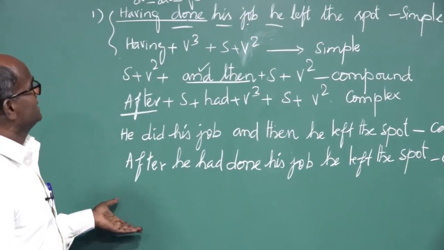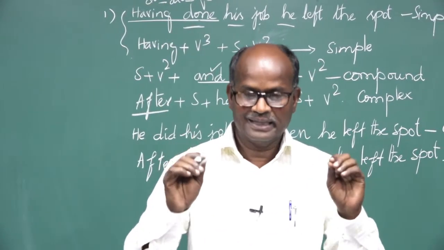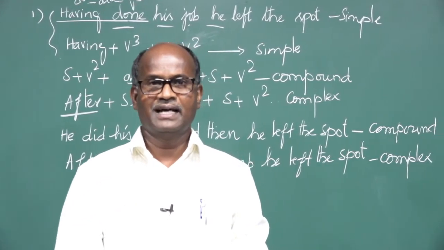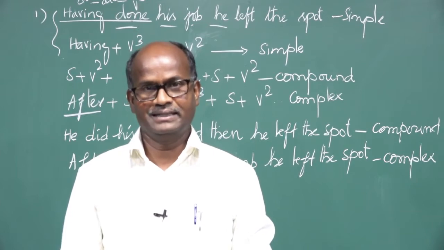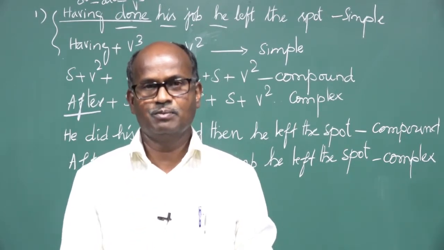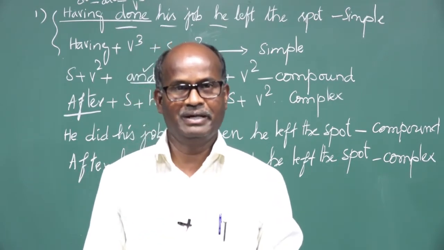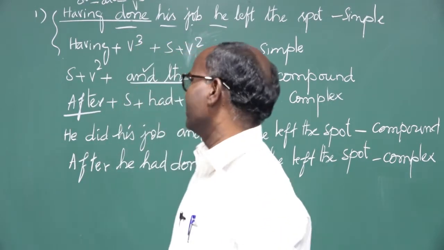Whatever the given sentence may be, having plus verb third form, you must think: 'and then' is the compound conjunction, and then subject plus verb second form. For a complex sentence, after, subject plus had plus third form of the verb is the subordinate clause. Then the remaining item you should write as it is in the question paper.